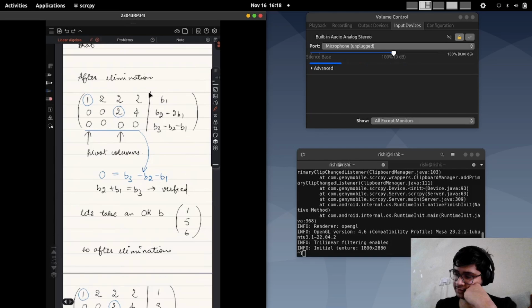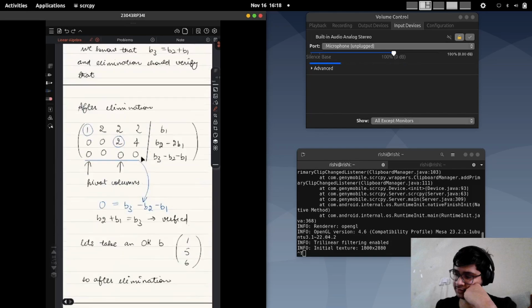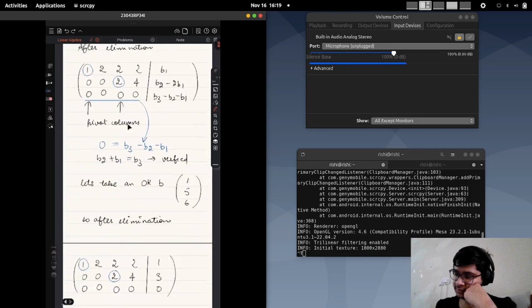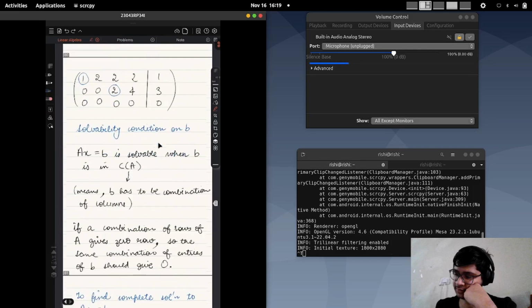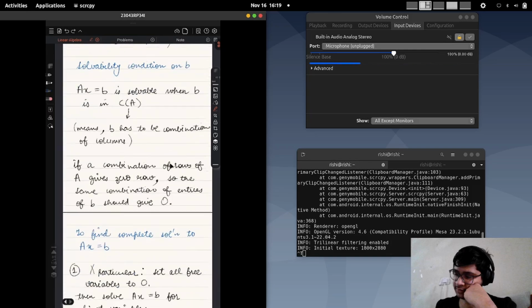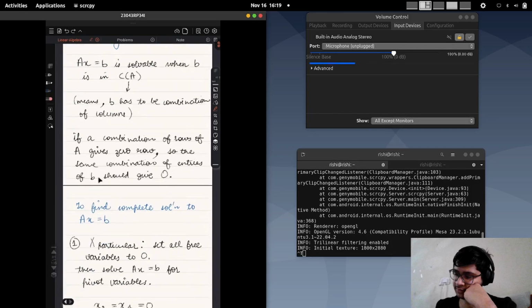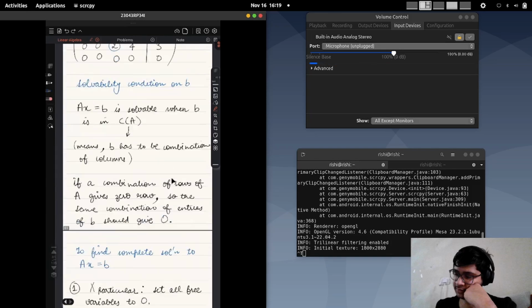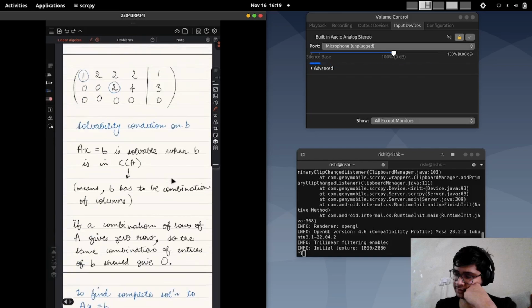And for verifying this, this should verify the elimination, and for elimination verification, this should add from a linear combination and result in 0. So this should be verified by this, because this is essentially equal to this. Got my point? So b has to be a combination of columns. Simple. If a combination of rows of A gives 0, the same combination of entries of b should give 0. If a combination of rows of A gives the 0th row, the combination of entries of b should give 0.